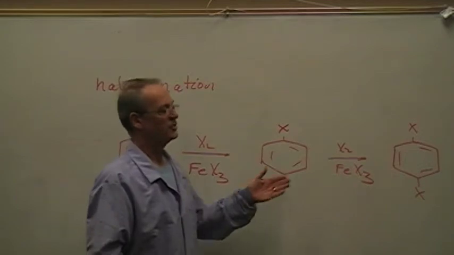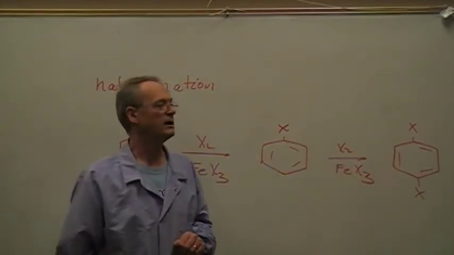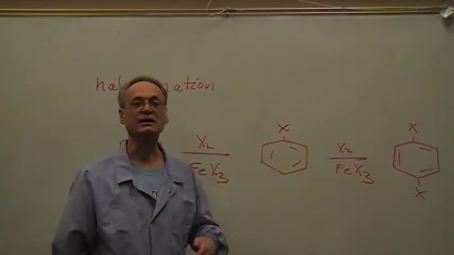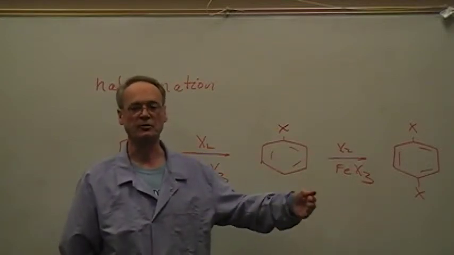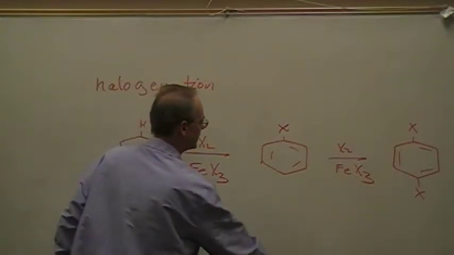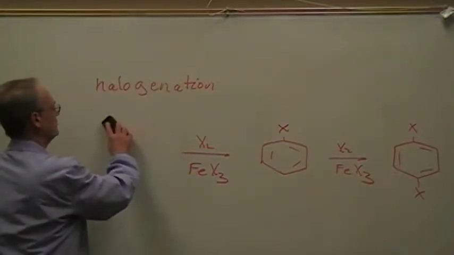Question arises, could you add a third halogen? And the answer is yes. If there are positions available, which there would be typically, you could add a third one, but again, you have to specifically try to add a third one. It's not going to happen automatically. Okay. So that's the second of our reactions, called halogenation.